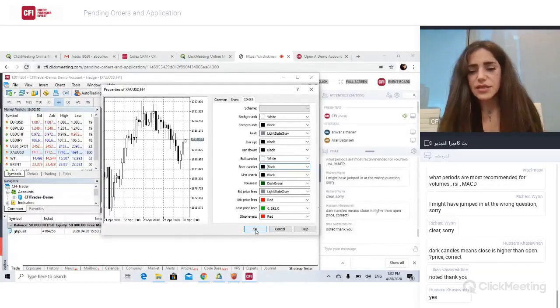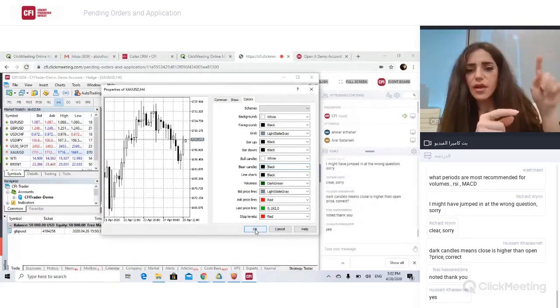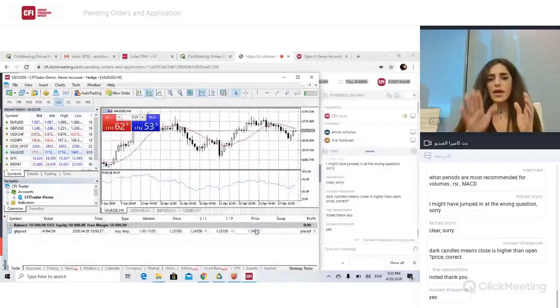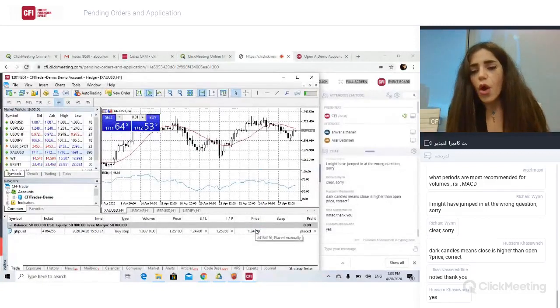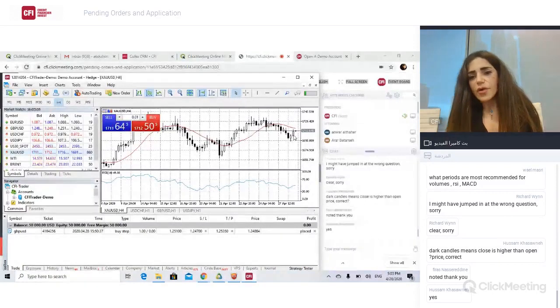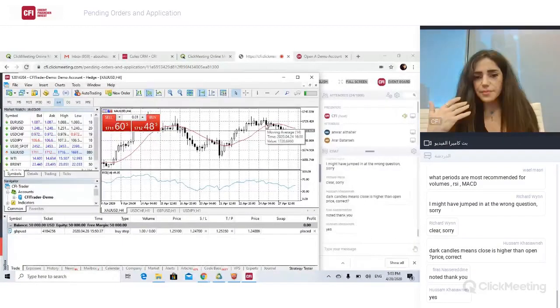You can just go to customize. You can specify that the bar up and the bull candle are white, the bar down and the bear candle are black. So this is clearer now. All the white candles are like the green candles if you want, and all the black candles are like the red candles if you want, okay?